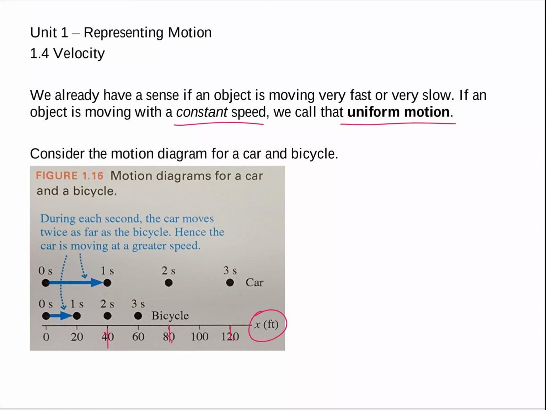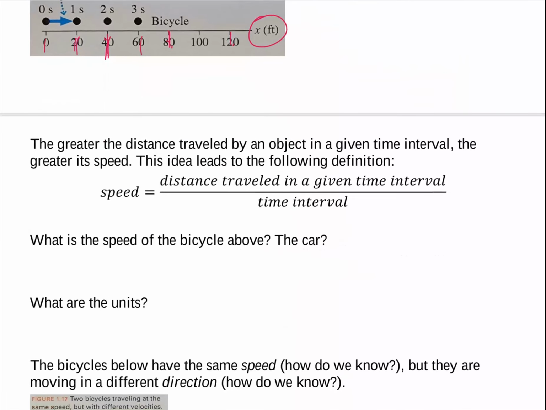Same thing is true for the bike. We went 20 feet, and then another 20 feet, and then another 20 feet in each of those 1 second intervals. So this is going 20 feet per second is what we would say, uniform motion. Make sense? All right, so let's move on.